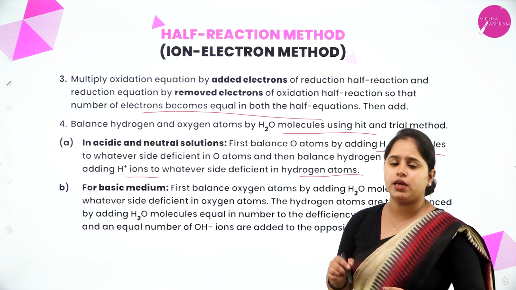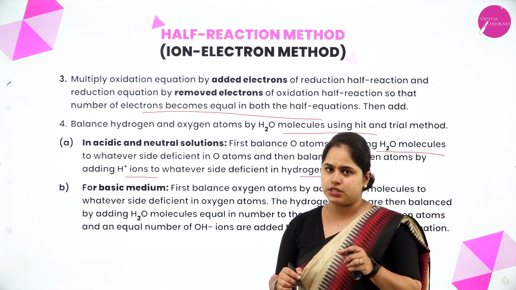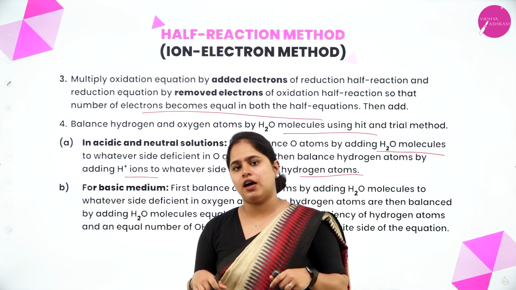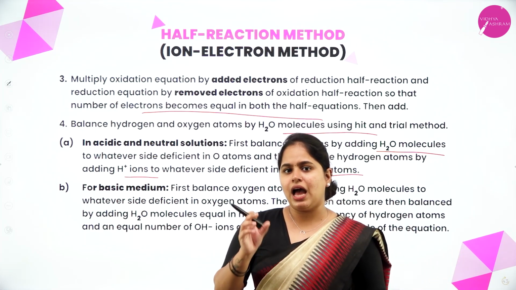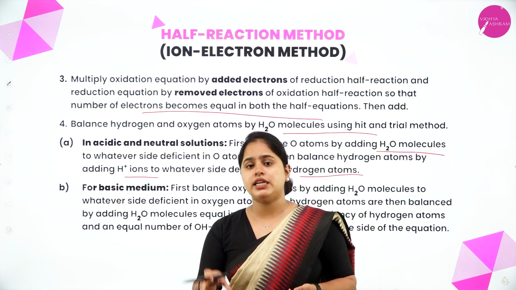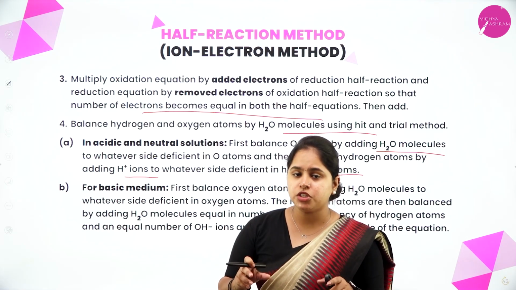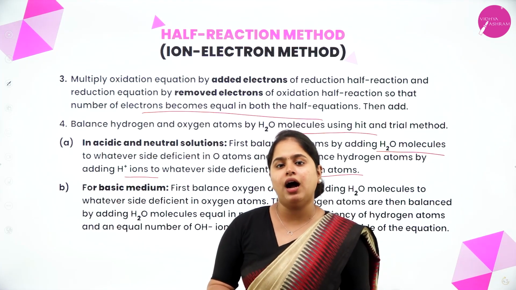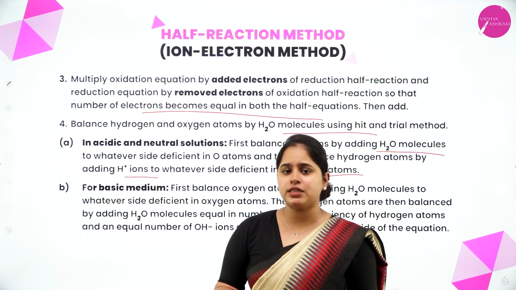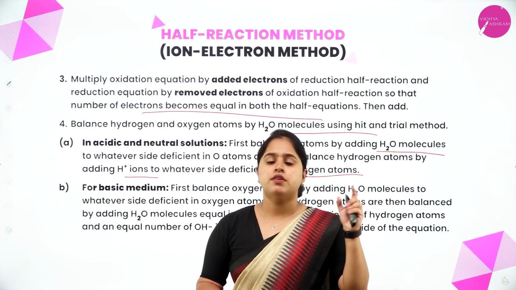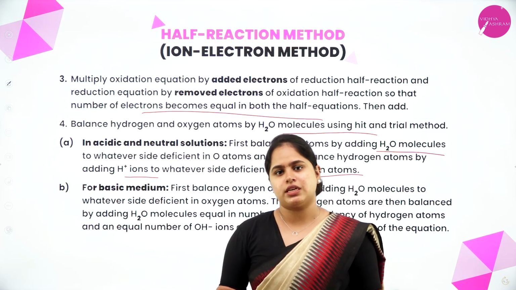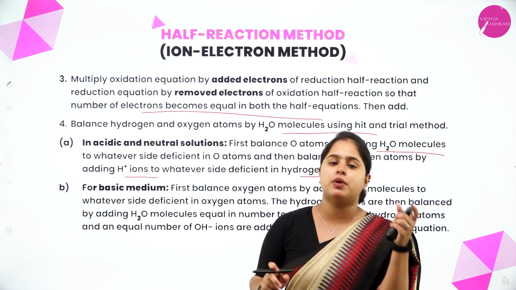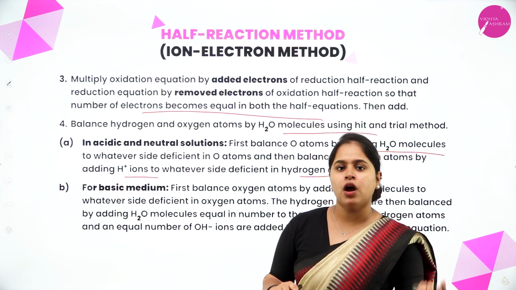And for basic medium, what we have to do, again the first step is the same. Whichever side oxygen atoms are fewer, we have to add water molecules there. And then however many hydrogen atoms are required, that many molecules of water are again to be added on the other side. So instead of adding H plus ions, we are going to add water molecules itself. Right, and to balance that, the exact number of OH minus ions is also added on the other side.